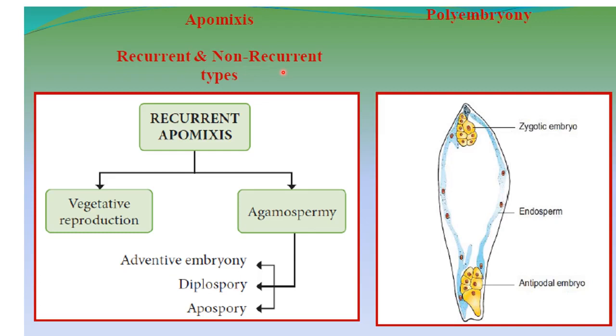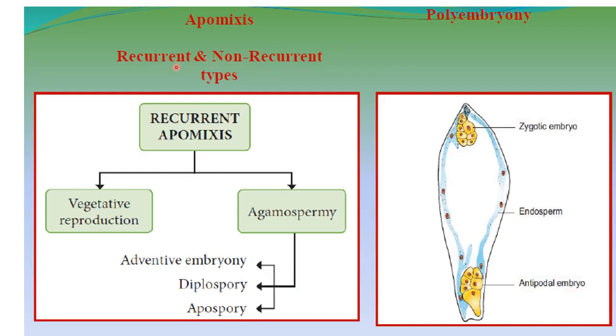If the haploid embryo sac develops into an embryo, that is, after meiosis, we know four haploid megaspores are formed. Of these four haploid megaspores, one then undergoes fertilization. That is a normal process. If the haploid megaspore develops into an embryo sac without fertilization, it is called non-recurrent apomixis.